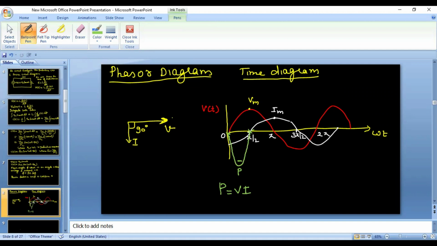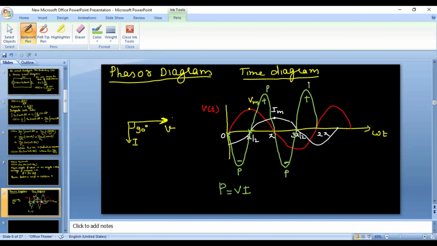Now from pi by 2 to pi, voltage is positive and current is also positive. If I multiply these two values, I definitely get a positive loop of power. Now again from pi to 3 pi by 2, current is positive and voltage is negative. Again, multiplying a positive value with a negative value gives a negative value. Then from 3 pi by 2 to 2 pi, both values are negative, and the multiplication of two negative values is positive. So I get the power loop positive.